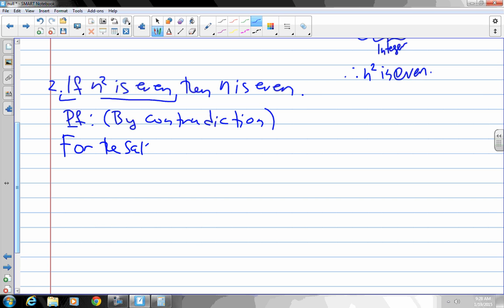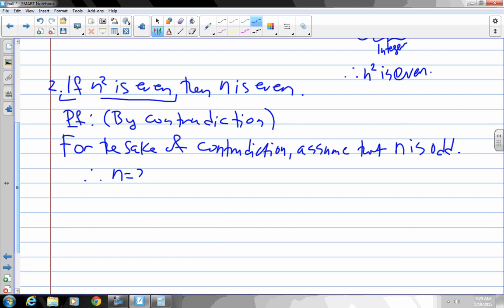But anyway, for the sake of contradiction, that's how we started those proofs. For the sake of contradiction, assume that n is odd. Therefore, n equals 2k plus 1, for some integer k. That's the definition of an odd number.